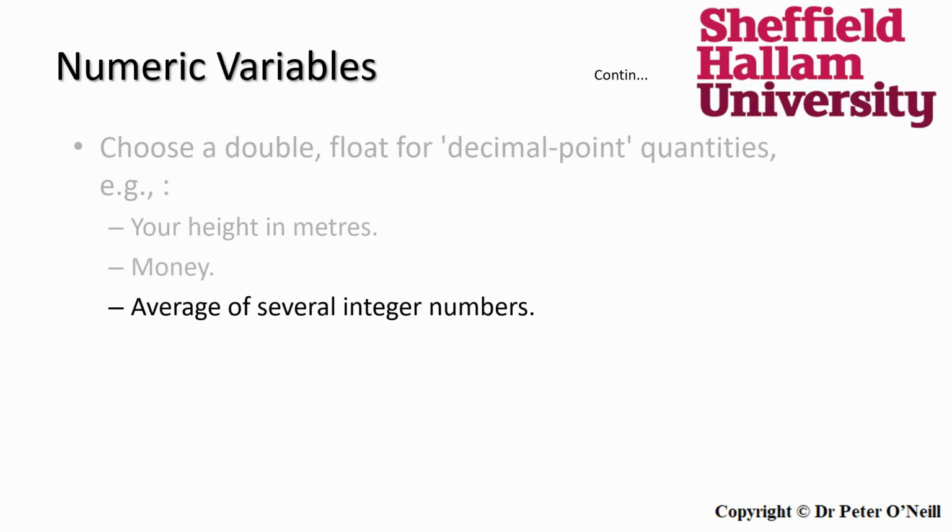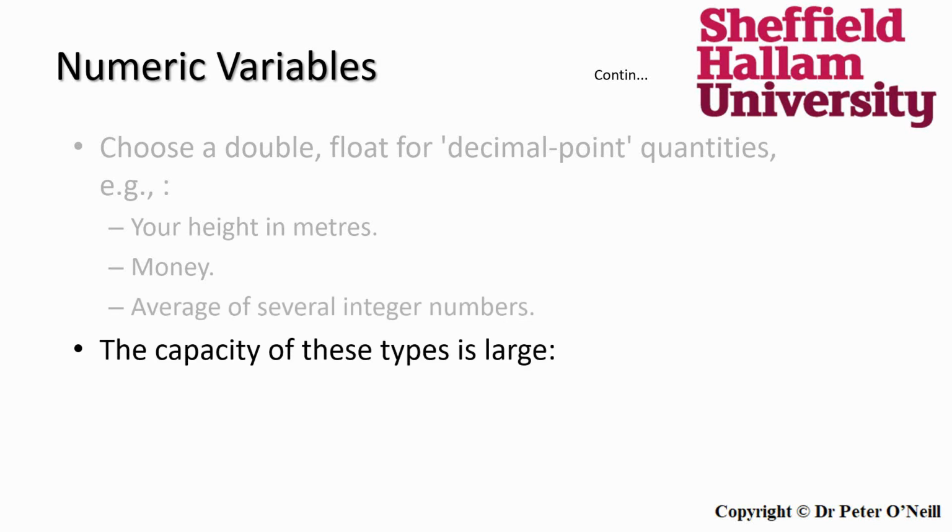Averages of several integer numbers. So you can say what's this number divided by this number, which might be two whole numbers. Invariably, that will come back as a floating point. So integer divided by integer often will come back as a floating point.